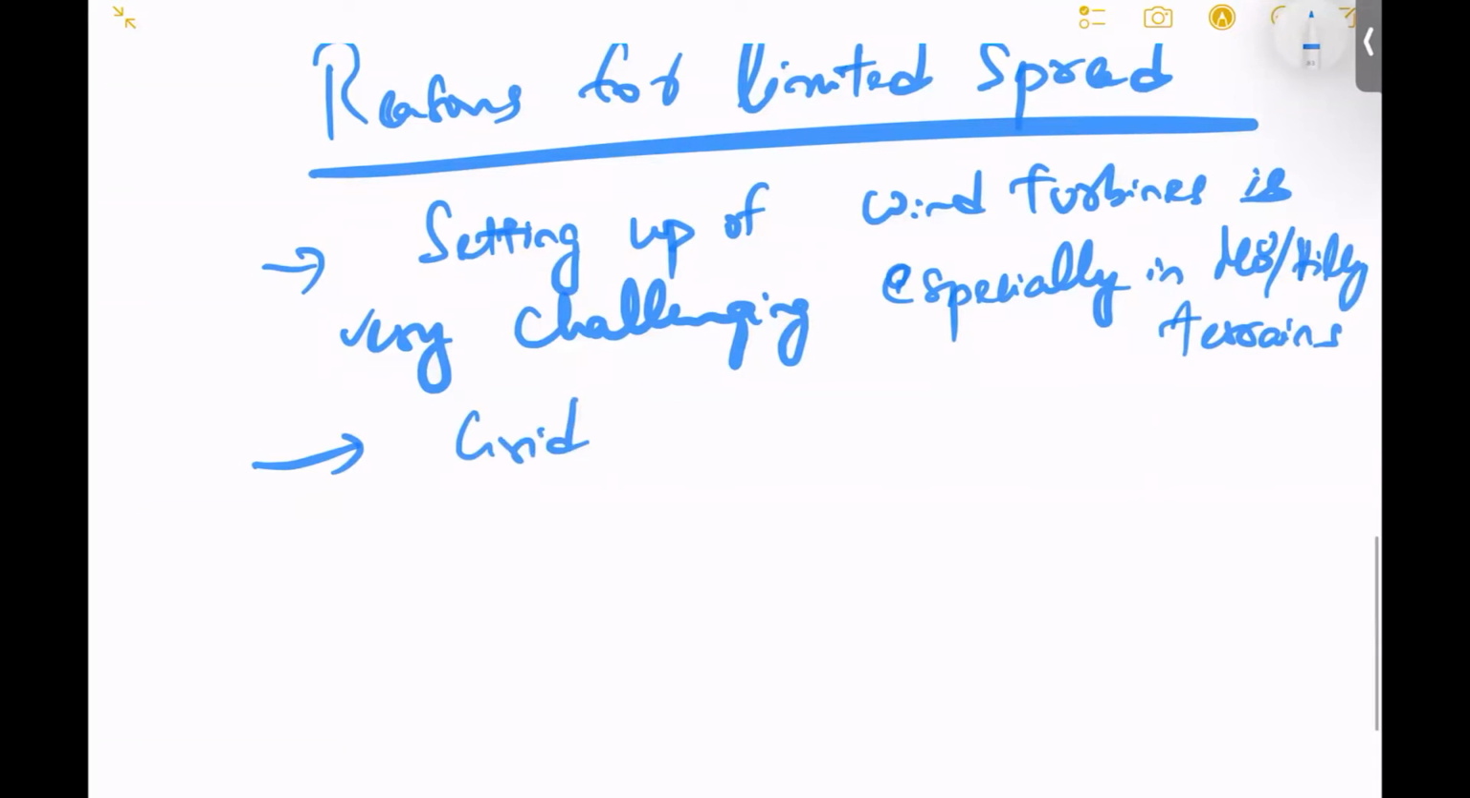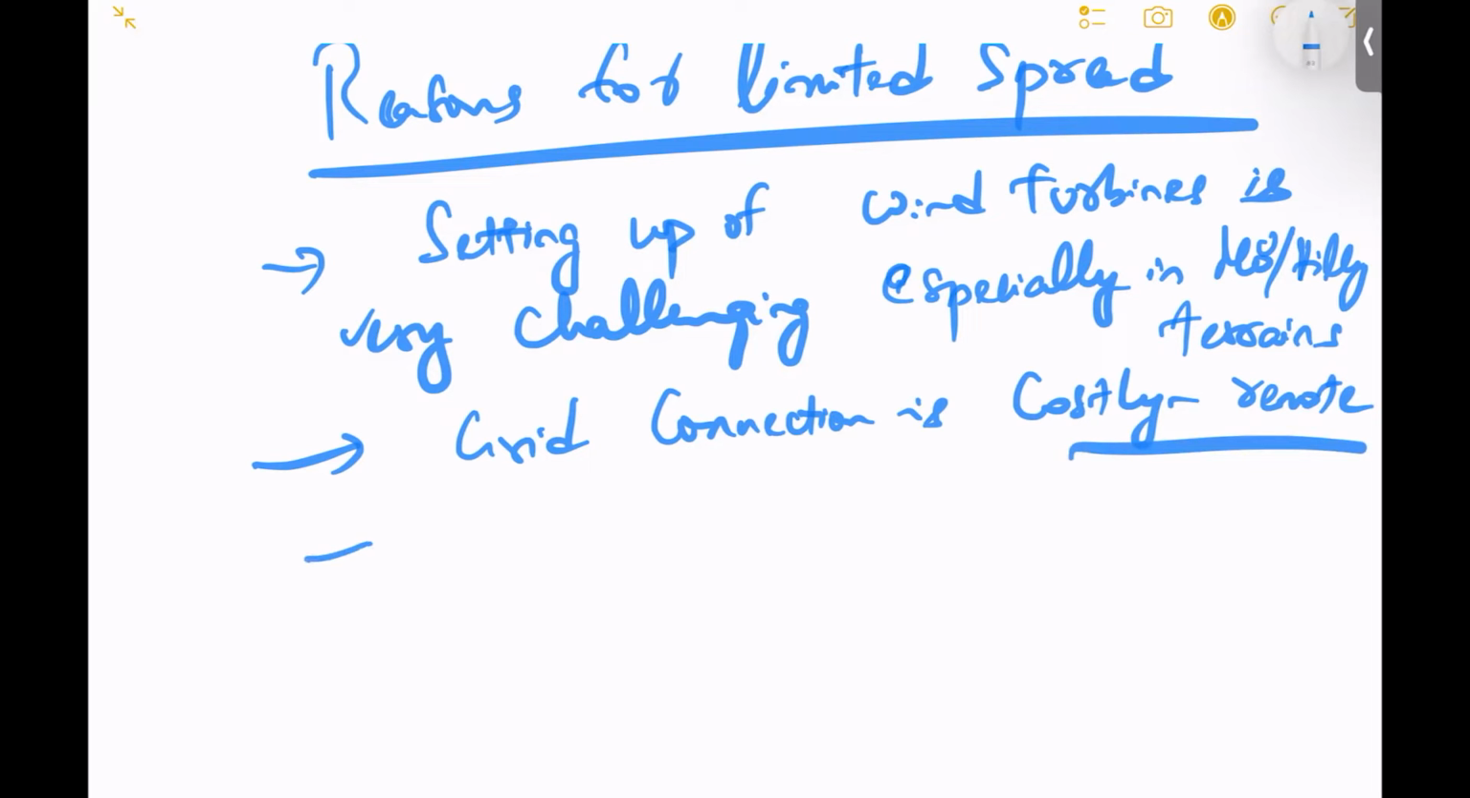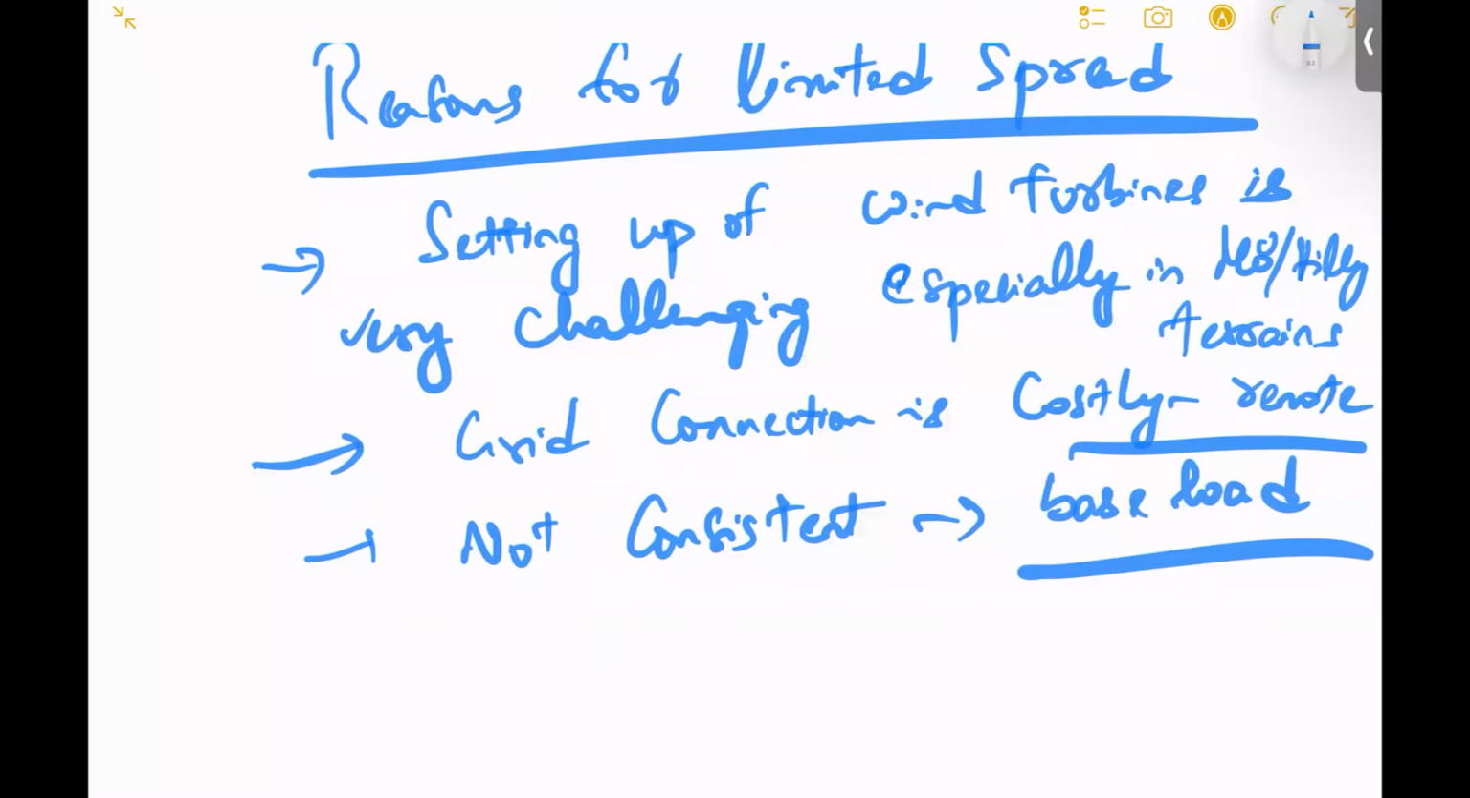Grid connection is costly because they operate in a remote way. To connect them to the grid is very difficult. Not consistent. You continuously do not have the wind, right? Not consistent and hence cannot be used as a base load. What is a base load? The load which is available 24 hours, like a thermal power plant. It is a base load. Not consistent.